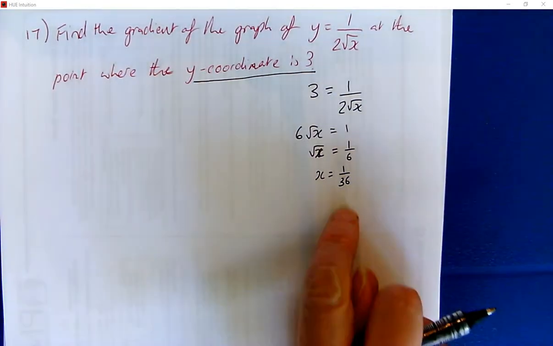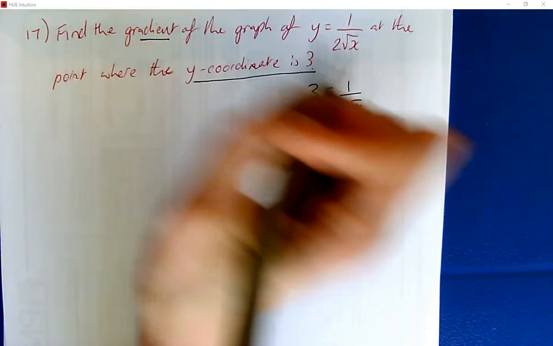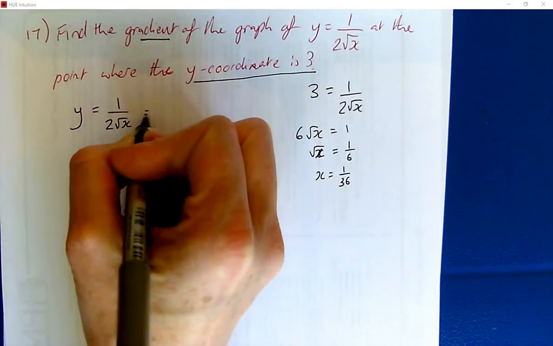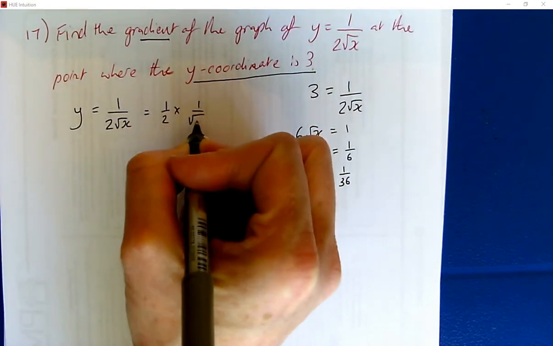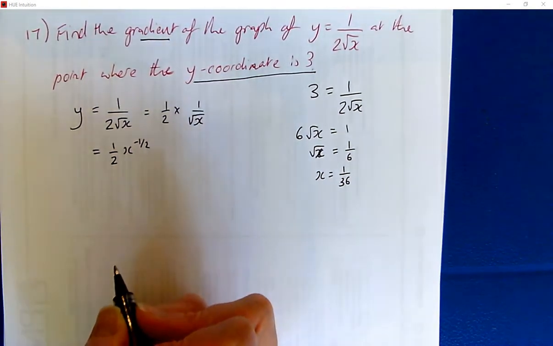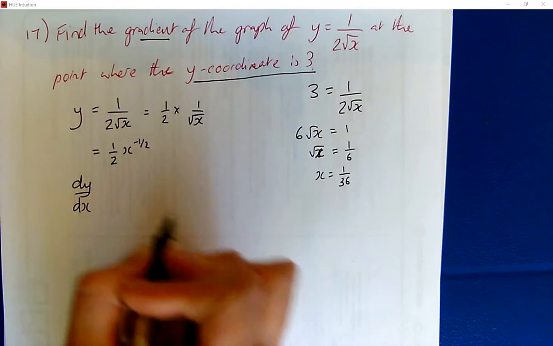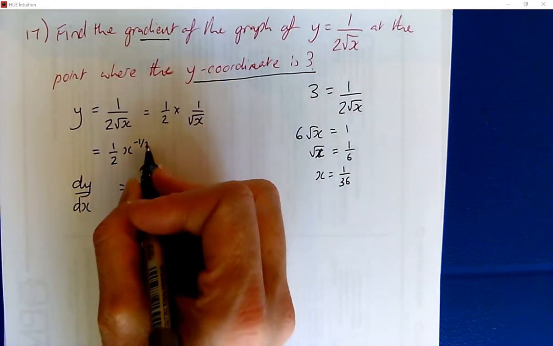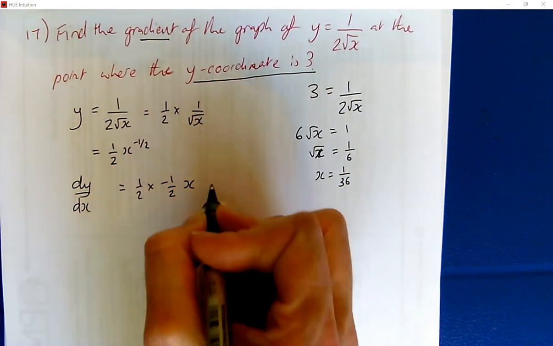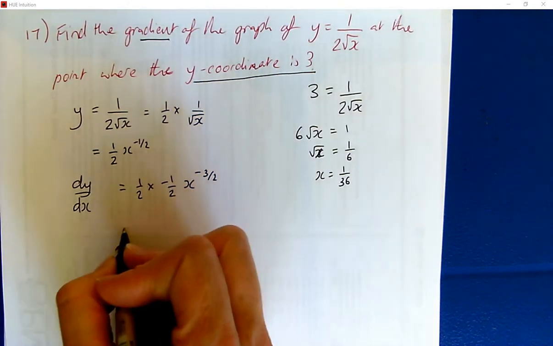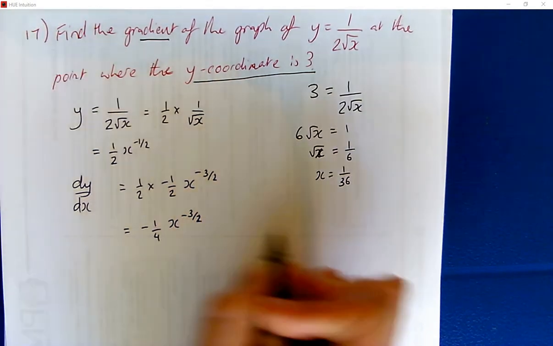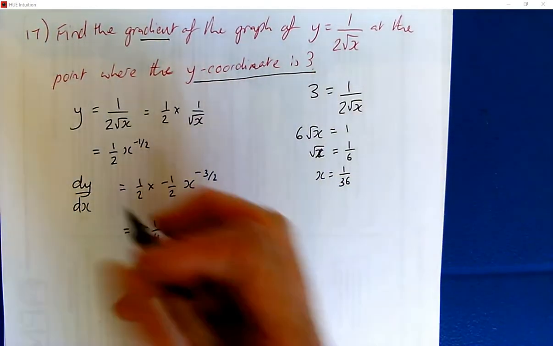Okay, now we need to know what the gradient is, so we want to differentiate. We've got y is 1 over 2 root x, remember that's a half times 1 over root x, so that is a half times x to the minus a half. When we differentiate, we're going to have a half times, bring the power down, and subtract 1 from the power. So we've got minus a quarter x to the minus 3 over 2. Now we want to know what that gradient is when x is 1/36.